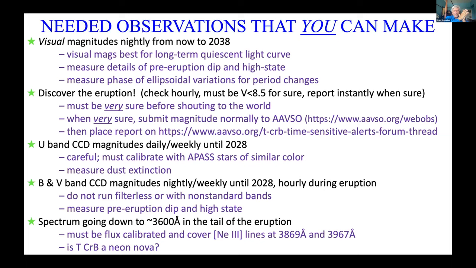For example, I've been working a lot with the Swift people to try and work out how on earth we're going to get Swift to look at T CrB in the X-rays and in the ultraviolet. And it's going to be too bright for Swift in the ultraviolet. And so Paul Kuhn is talking about ways of maybe calibrating off of glints in the field of view. And there might be ways of doing it. And well, yes, it is a problem.